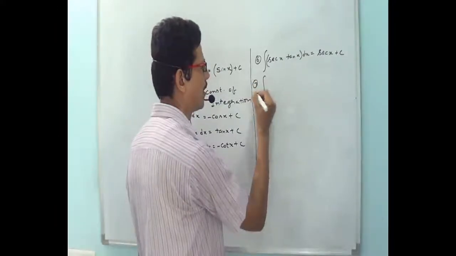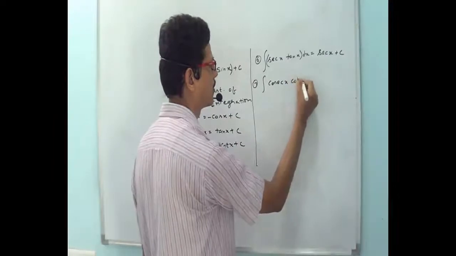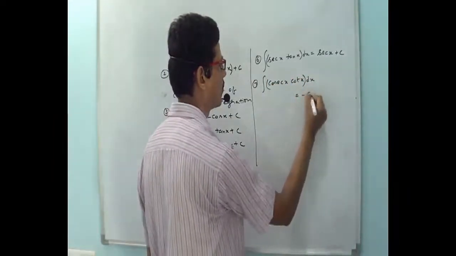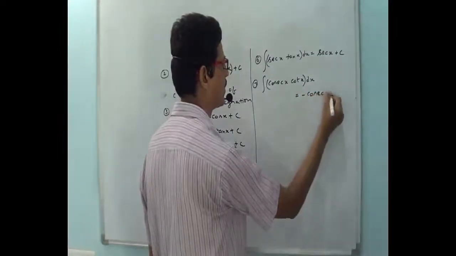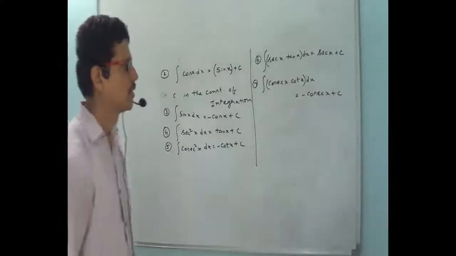Next, the integral of cosecant x into cot x is nothing but minus cosecant x plus c. What is the c? C is called the constant of integration.